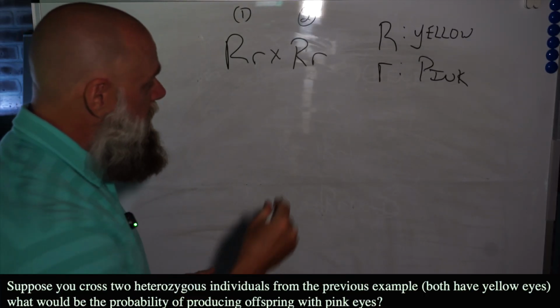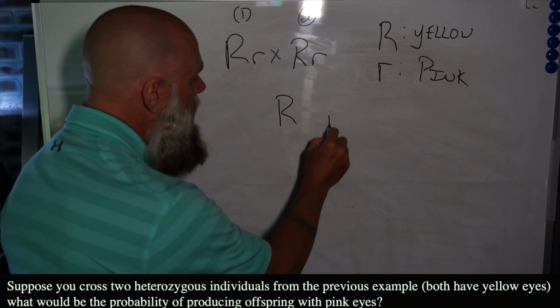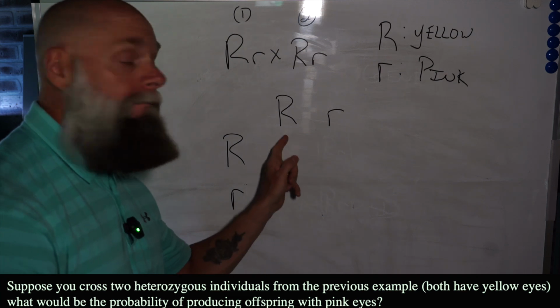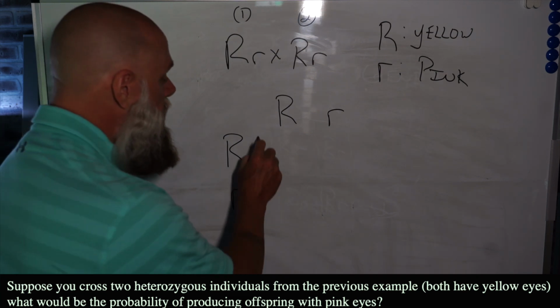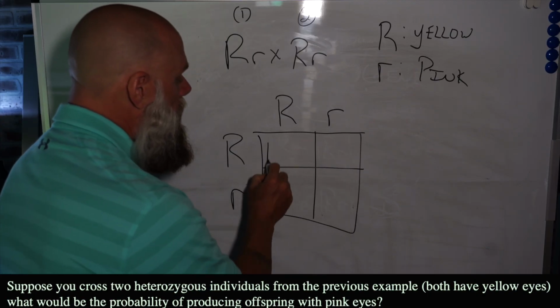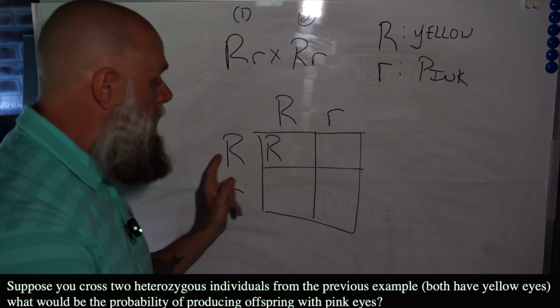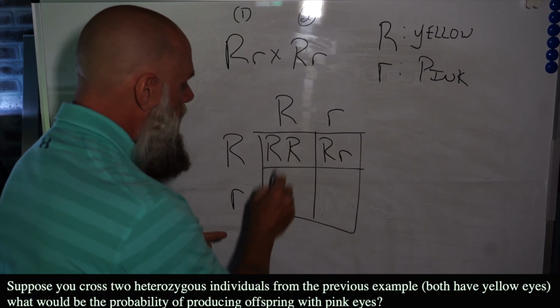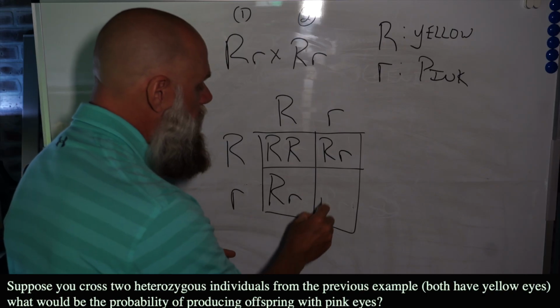Next thing we have to do is set up our Punnett square, but now here it's a little bit different because each of our individuals can either donate a dominant or recessive allele. So now what's the offspring going to look like here? So we have R here, capital R here, lowercase, capital R here, lowercase, and then 2 lowercase.